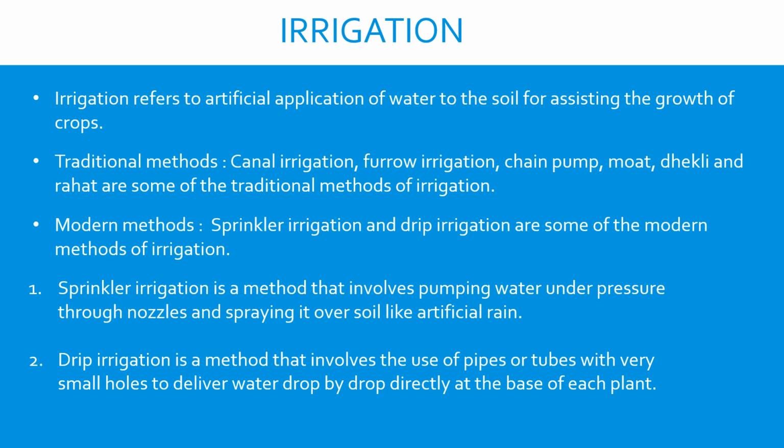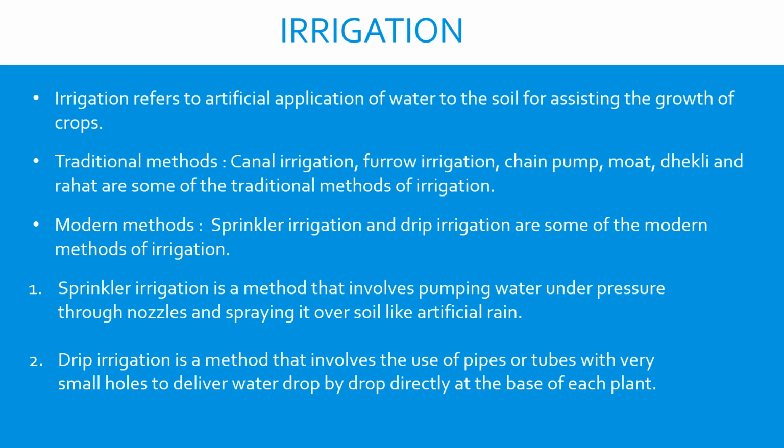Modern methods. Sprinkler irrigation and drip irrigation are the two types of modern methods of irrigation. Sprinkler irrigation is a method which involves pumping of water under pressure through nozzles and spraying it over soil like artificial rain. This method is particularly effective for irrigating uneven land and areas having sandy soil.